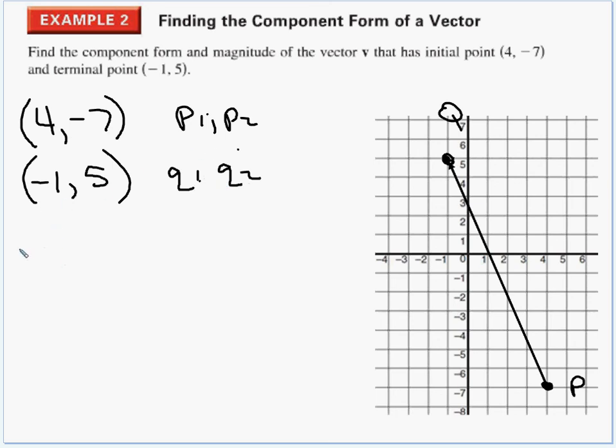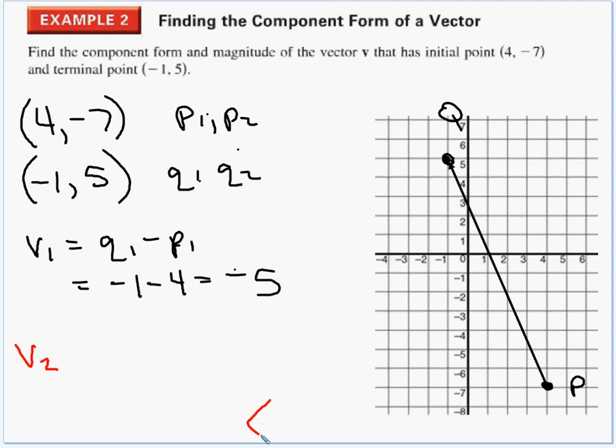So to find our vector v, or excuse me, v sub 1, we're going to subtract Q1 minus P1, or negative 1 minus 4, which is negative 5. And then our v2, remember this is what's going in these little brackets, negative 5 comma something. For v2, we're going to do the same thing with the Q's and the P's.